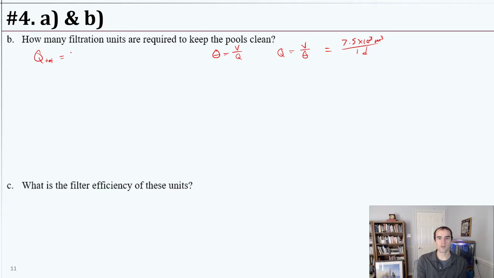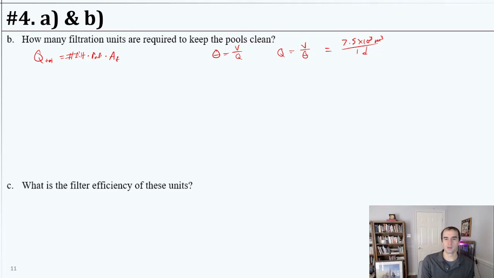Each filter is going to give us an effective loading rate. So we'll have a number of filters. We can multiply that by the amount of water effectively produced per filter, which is that R effective. That's going to be in meters per hour. So we're going to multiply that by the area of one filter. That'll take us from meters per hour to cubic meters per hour.